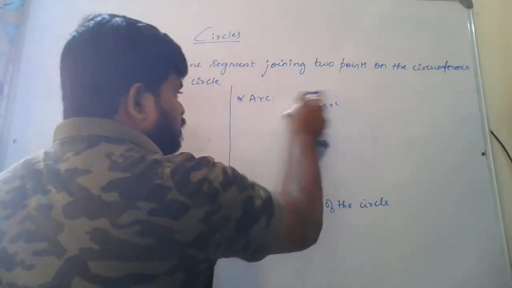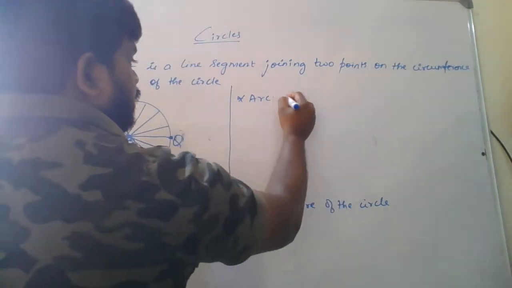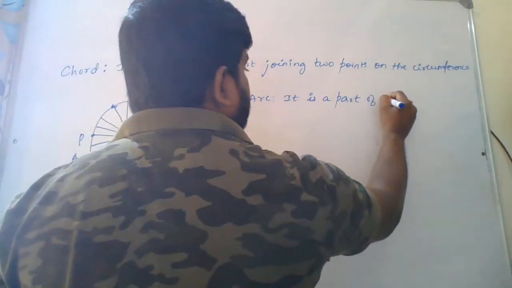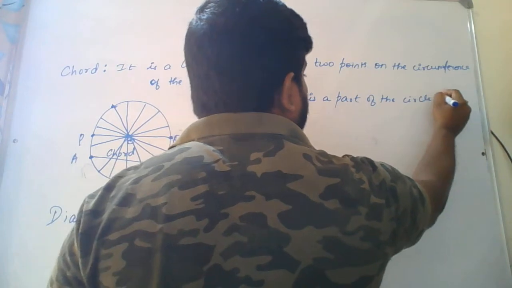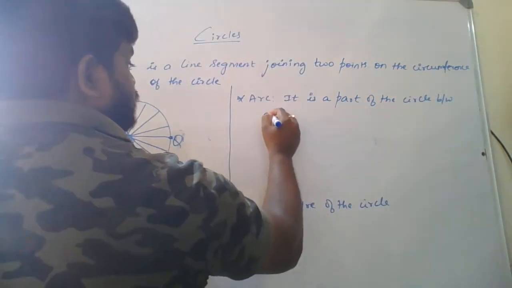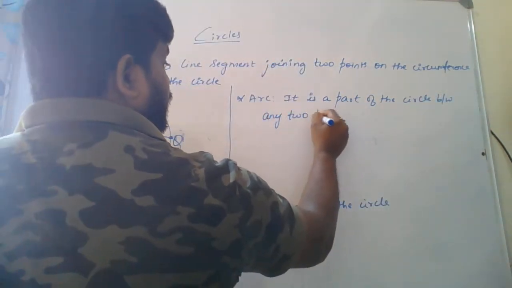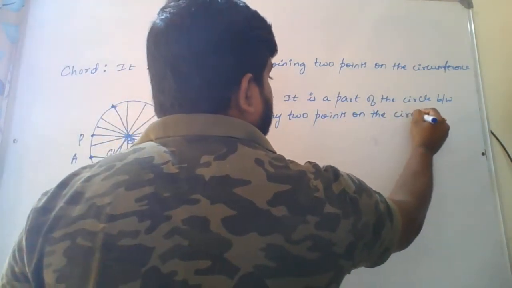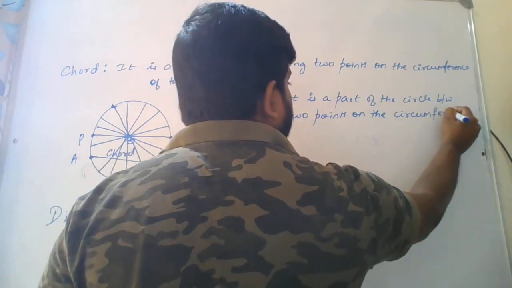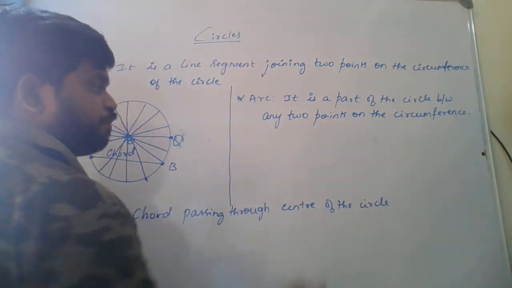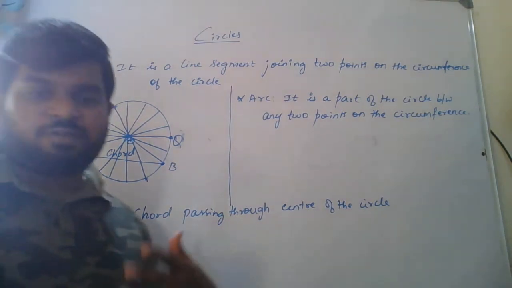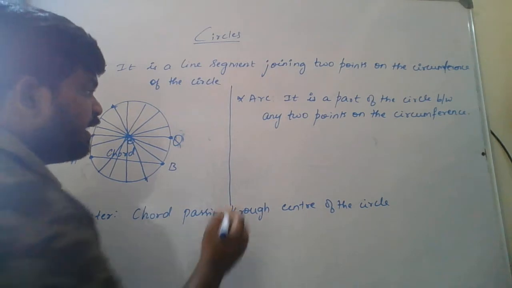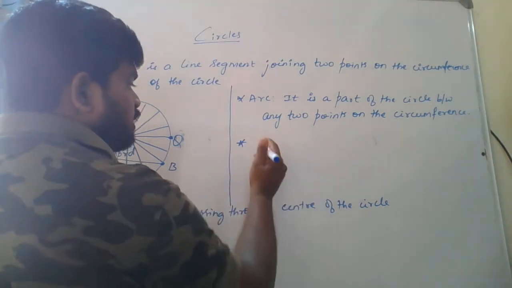Okay. So what is arc? It is a part of the circle, between any 2 points on the circumference. Okay. So if it is bigger in size, major arc. If it is smaller in size, minor arc. Okay. Let's get into the next one, known as segment.